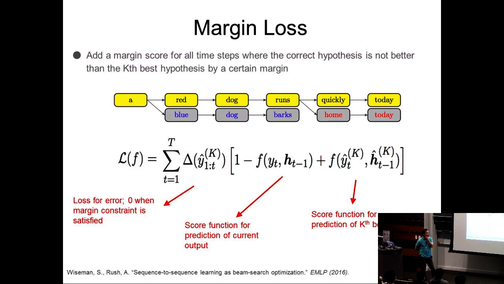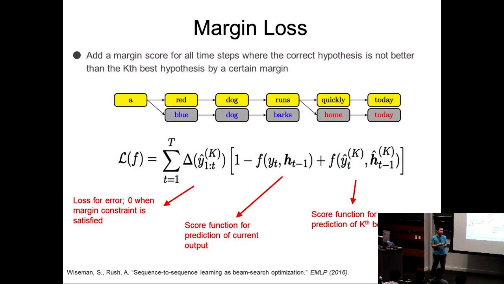This is a very useful construction to have. A lot of people are using it for multimodal learning, where you're trying to embed images and text and bring them into the same space. The margin loss is very simple and very easy to optimize. It's basically saying the following. Let's say I have a score function for the prediction of the correct output. Then I have a score function for the prediction of the K best outputs. And you have some loss function that is 0 when the margin constraint is satisfied.